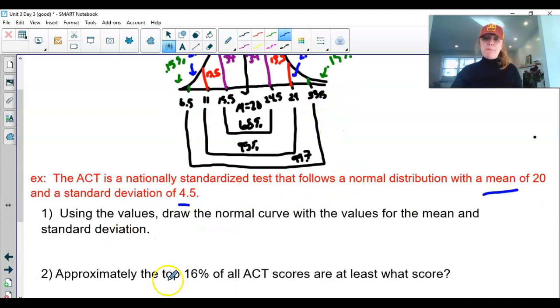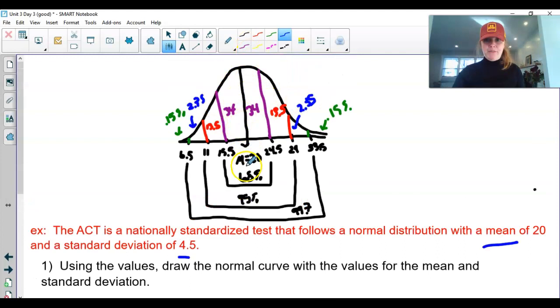Next, let's answer the question. Approximately the top 16% of all ACT scores are at least what score? Well, we want the top ACT scores. We know that the average is right here at 20. We want the top 16% of scores. So I'm going to do a little bit of shading for you. If I look here, this is the top 0.15% of scores, a 33.5 and above. Someone who got at least a 33.5 is in the top 0.15% of all scores.